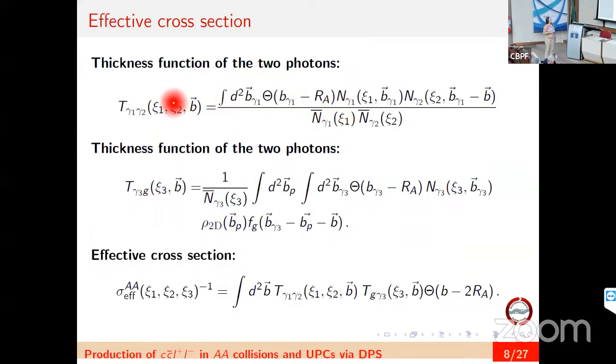Then we can think about this equation as a measurement of how many partons are available to interact. So here is our analogy to some kind of thickness function, one for the two photons producing the mu, and one for the photon and gluon producing the c c-bar. Then put it together and integrate over the total impact parameter. We can define the effective cross-section as the inverse of that equation, because we want the effective cross-section in the denominator.